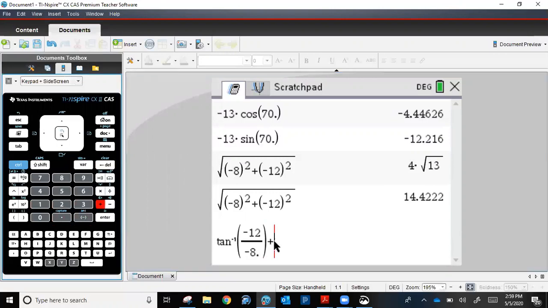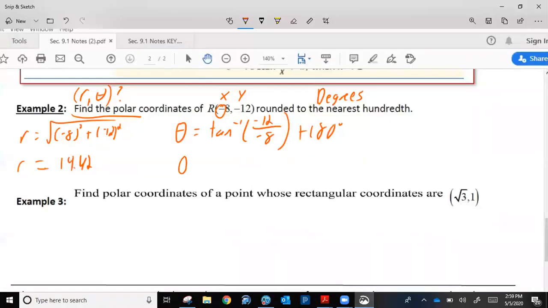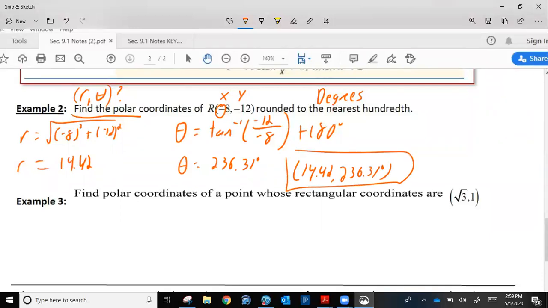And I'm going to add 180 to that, giving us 236.31 degrees. That gives us a point in polar form of 14.42, comma, 236.31 degrees. And that does make sense. If you think about a dot at -8, -12, somewhere down in the third quadrant, a 236 degree angle is in the third quadrant with a 14 unit radius going towards that.